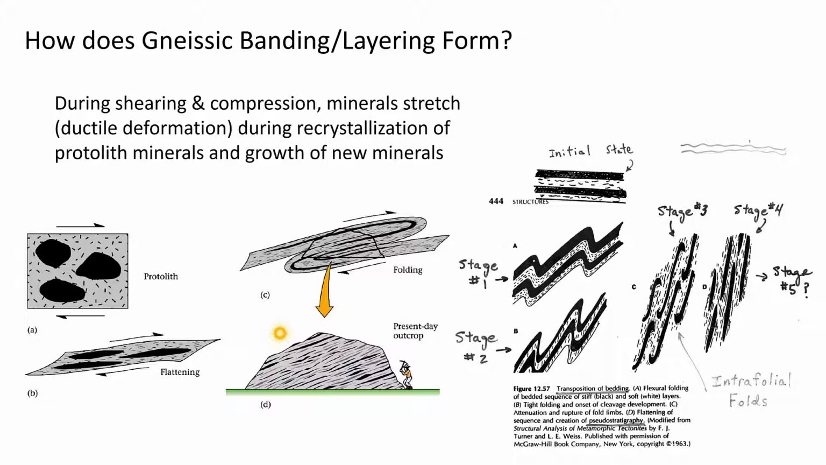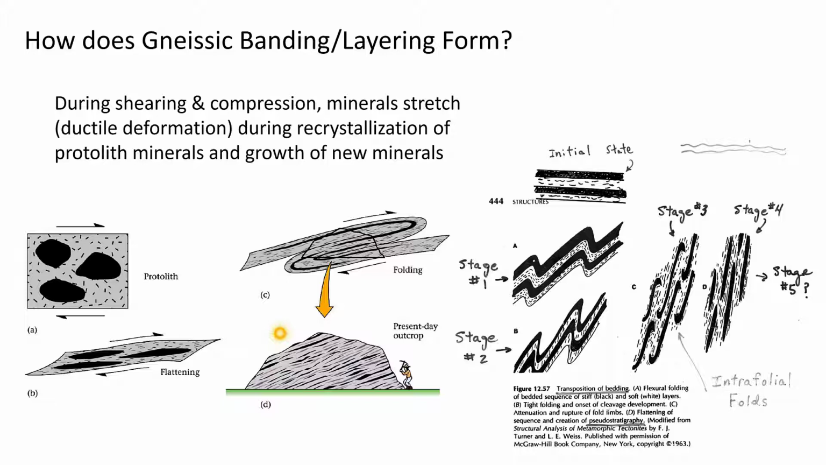During shearing and compression, the minerals stretch through ductile deformation, during the recrystallization of the protolith minerals and the growth of new metamorphic minerals during prograde metamorphism at high pressures and temperatures. There are two example sequences on the bottom. The example on the left shows a protolith that has large black inclusions. During shearing and compression, this rock would get flattened, followed by folding, and eventually the noses or hinges of the folds get sheared off and may no longer be visible in the present day outcrop.